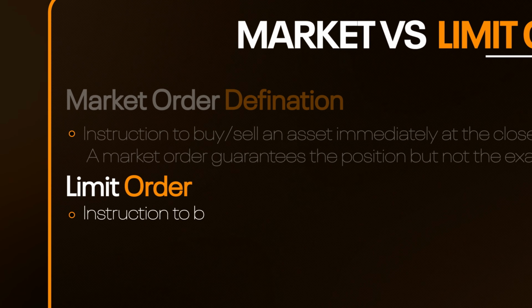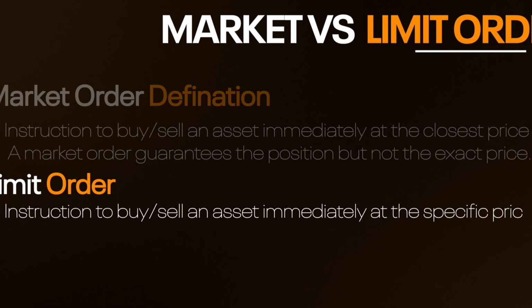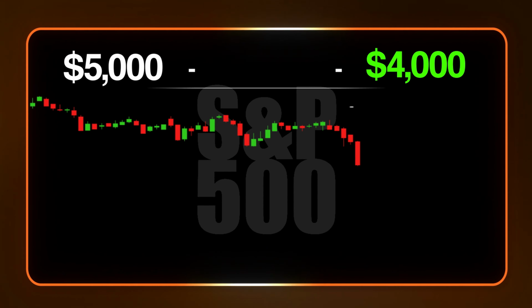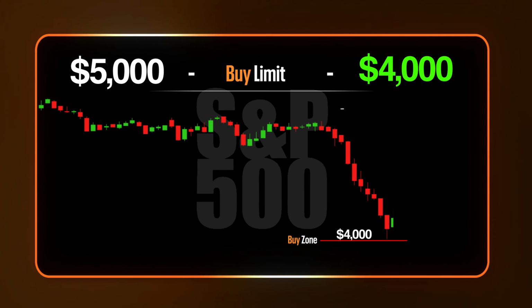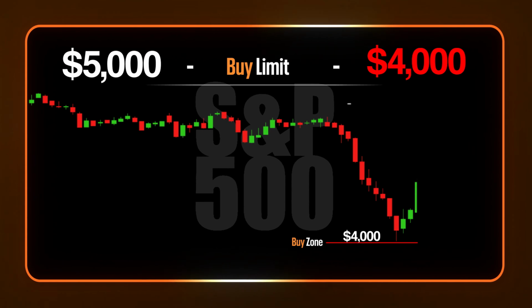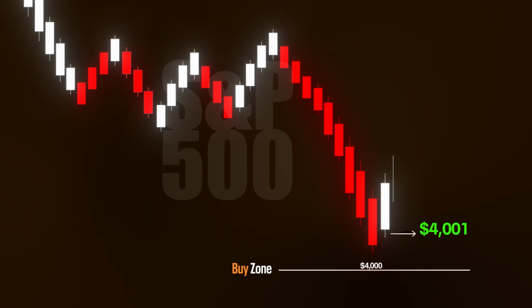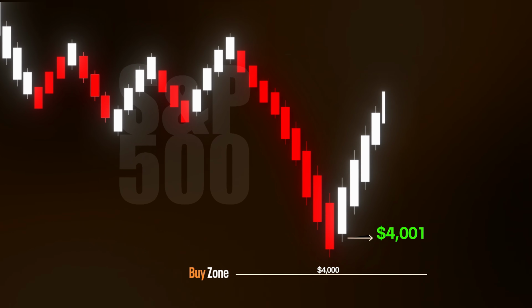A limit order by definition is an instruction to buy or sell an asset at a specific price. So for example, the S&P 500 is trading at $5,000, but you want to buy some at $4,000. So you set a buy limit at $4,000. Remember, this guarantees your specific entry price, $4,000, but it does not guarantee that your order will ever be filled, right? The market may never go to $4,000. So your order will only be executed if the market reaches your set price. If price never hits that level, let's say, for example, the S&P only goes to $4,001 before moving higher again, that means you missed the trade, your order's not filled and didn't get executed.